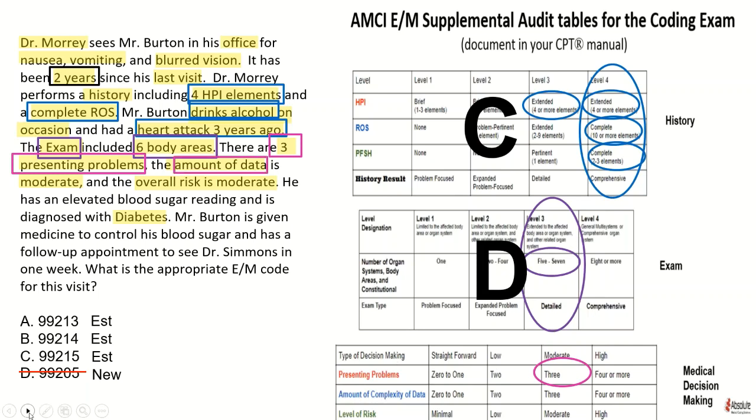The amount of data is moderate. Okay, so let's circle that. And the level of risk is moderate. Okay, so let's circle that.